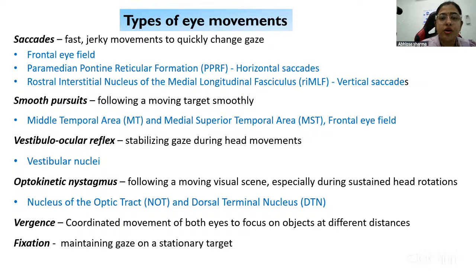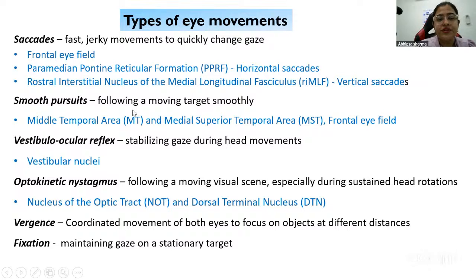So what controls it in the brain is the frontal eye field. The horizontal saccades are controlled by the paramedian pontine reticular formation, and the vertical saccades are controlled by the rostral interstitial nucleus of the medial longitudinal fasciculus.